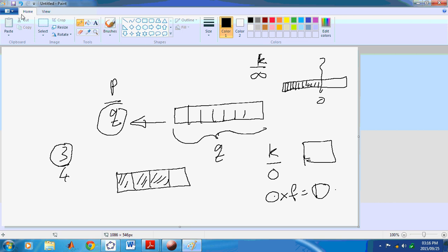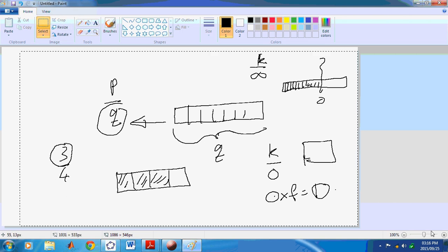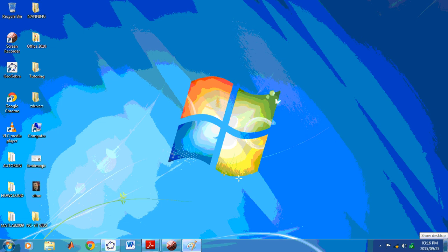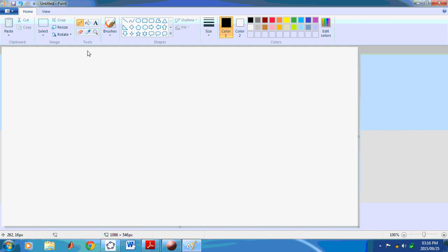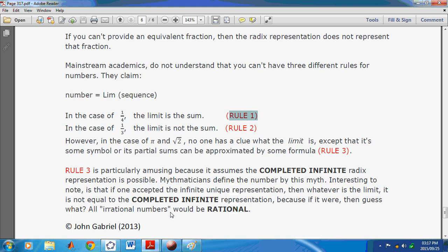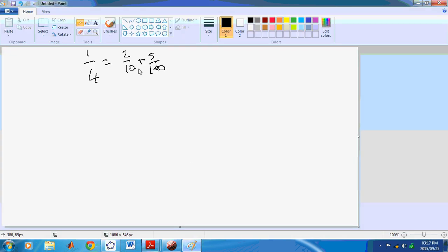What I did was I showed you how when you write a quarter in base 10, you have 2 tenths plus 5 hundredths, okay, and it's final. Yes, it is the sum. So if we add those 2, that's actually a quarter. But a third is never the sum. Okay, doesn't matter how many you write.